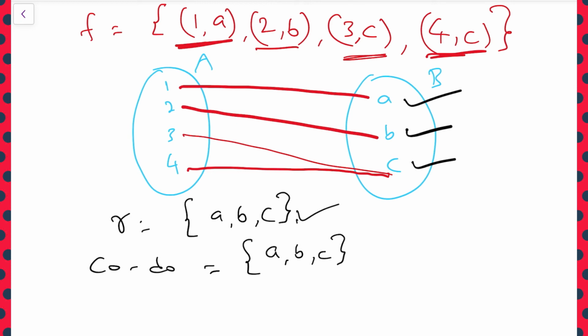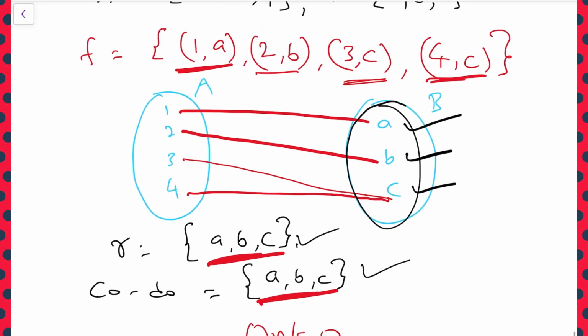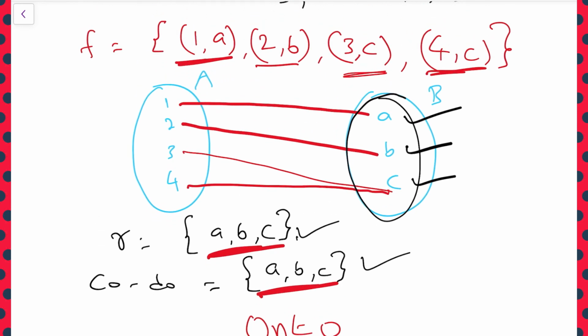And what is the codomain? This total set B is considered as the codomain. So here if we observe clearly, the range is a, b, c, the codomain is also a, b, c. The range is exactly equal to the codomain, so this function will become an onto function or surjection. Then let us check, will it become a 1-1 function? Obviously no, because 3 and 4 both have the same image c, so that's why it won't become 1-1.